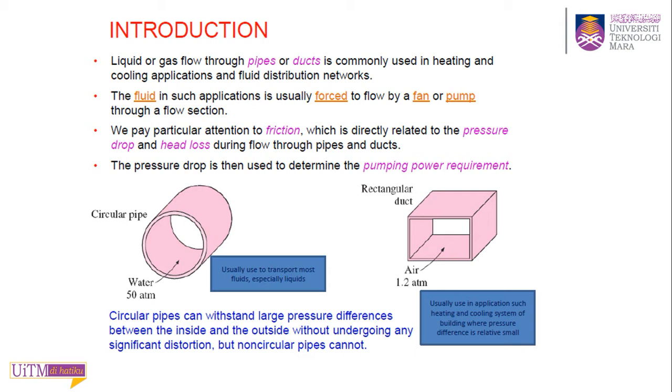As an introduction, we all know liquid and gas flow through pipes or ducts. Pipes normally have circular geometry. So when we call it a pipe, that means the geometry of that conduit, that distribution network, is circular. And if you see ducts, that means the network system is not circular in geometry, maybe rectangular or square. That is what it means.